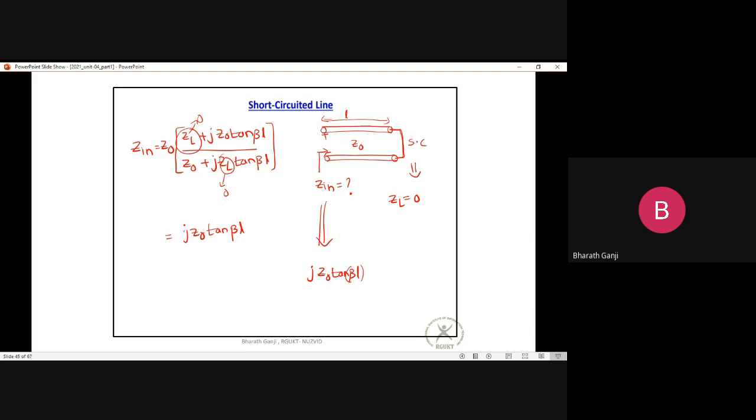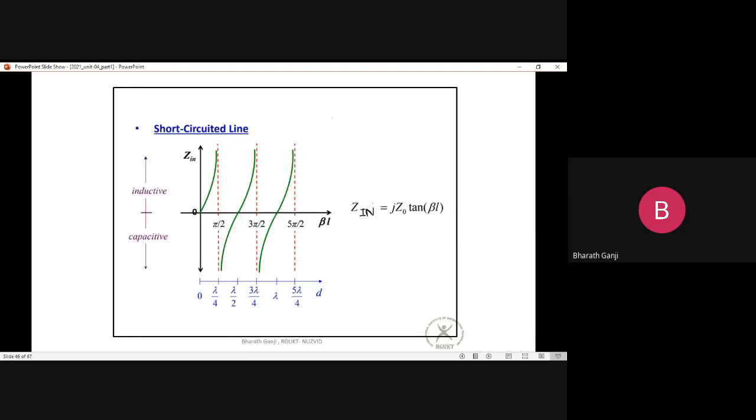Because you know that the tan function looks like this. It can be positive, it can be negative. Okay, so tan of theta, and here theta is beta L. So suppose beta L is between 0 and pi by 2. Then the tan function will be a positive number. You can see that then the load looks like an inductive load.